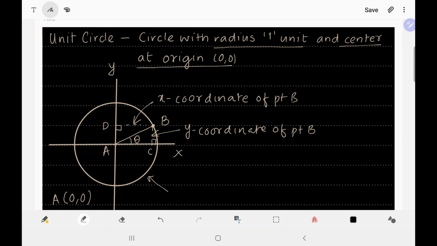Now in rectangle ACBD, since the length of AC is the same as the length of BD, we can say that the x coordinate of point B can also be represented by the length of AC. Similarly, the y coordinate of point B can also be represented by the length AD. Now let us imagine what happens to the length of the y coordinate as point B starts moving in anti-clockwise direction.